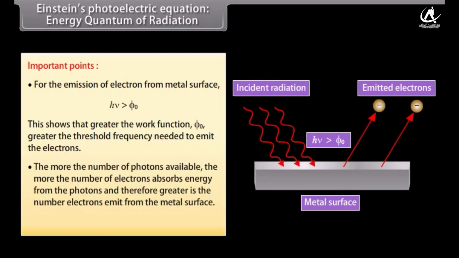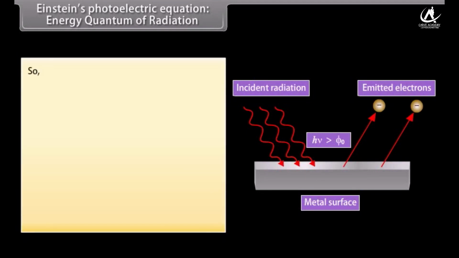The more the number of photons available, the more the number of electrons absorb energy from the photons, and therefore greater is the number of electrons emitted from the metal surface. We know that Kmax equals eV0, and Kmax is equal to hν minus φ0. So, hν minus φ0 is equal to eV0. V0 is equal to (h/e)ν minus φ0/e.